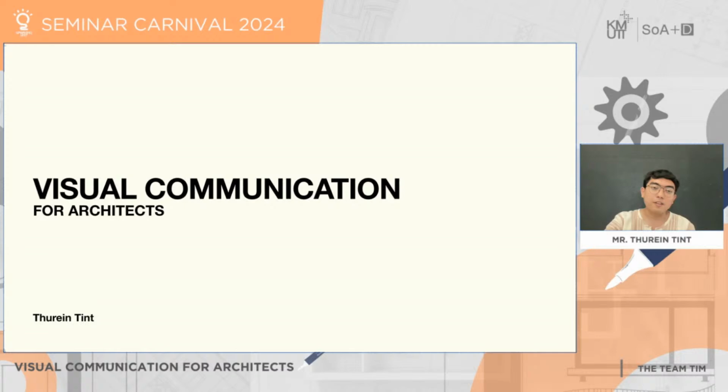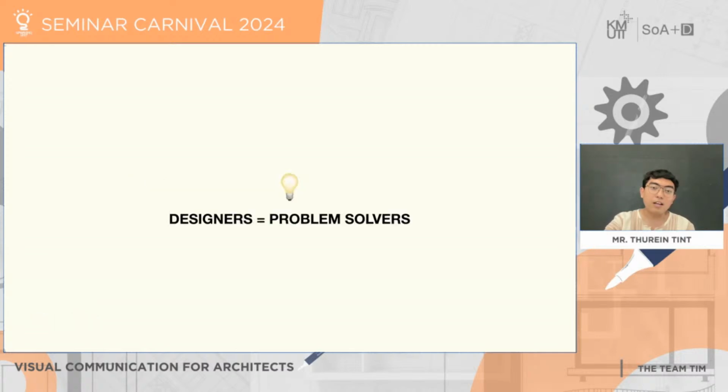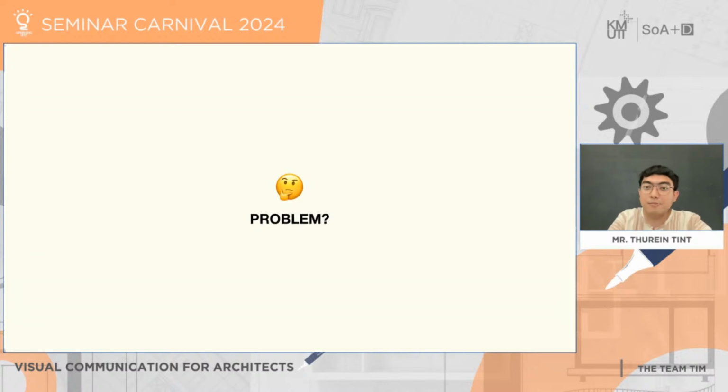So here, this is what I see for designers. I think that designers are problem solvers. We basically have to design things to solve problems, whatever problem it might be. So when I started thinking about this topic, I must think that there is a problem, right? So what is a problem?